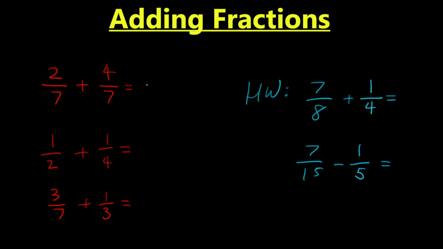So you can think of it as they have a shared denominator of 7, and just putting the two numbers on the numerator there and adding them together. 2 plus 4 is 6 over 7.